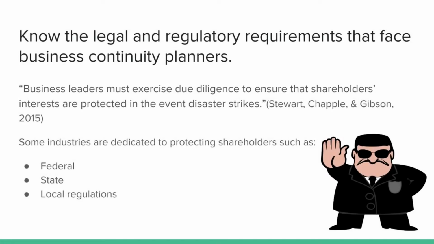So you also need to know the legal and regulatory requirements that face business continuity planners. Business leaders must exercise due diligence to ensure that shareholders' interests are protected in the event disaster strikes. Some industries are dedicated to protecting shareholders, such as federal, state, and local regulations. An example we use to understand this are security guards. They can work in any district, and their main goal is to protect the people in the building in the case of any disastrous event.